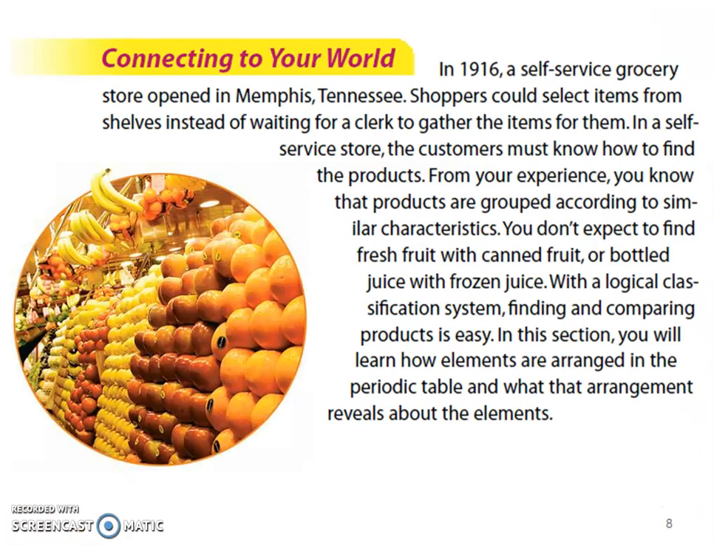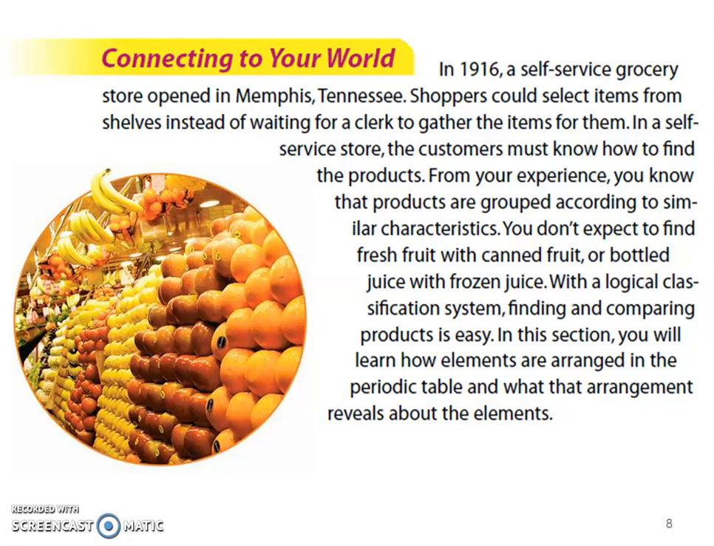In 1916, a self-service grocery store opened in Memphis, Tennessee. Shoppers could select items from shelves instead of waiting for a clerk to gather the items for them. In a self-service store, the customers must know how to find the products. From your experience, you know that products are grouped according to similar characteristics. You wouldn't expect to find fresh fruit with the canned fruit or bottled juice with frozen juice. With a logical classification system, finding and comparing products is easy.